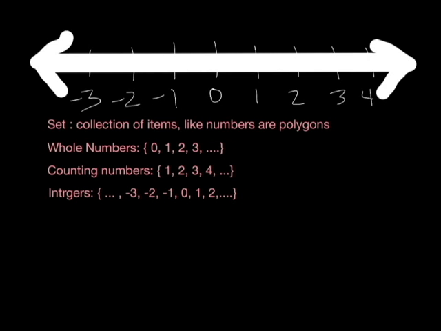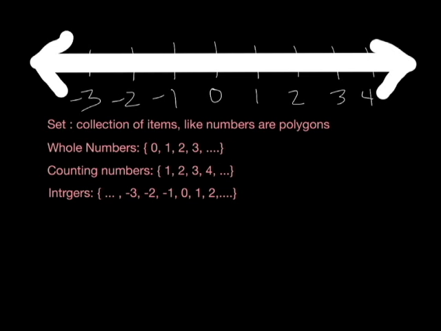The last set are integers. Integers include whole numbers, counting numbers, and also negative numbers. You see that it has 0 in the middle, and it goes -1, -2, -3, and continues to the negative side, and goes forward, which has 0, 1, and 2, and then it continues.